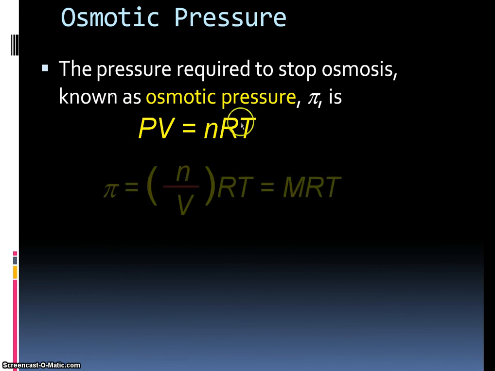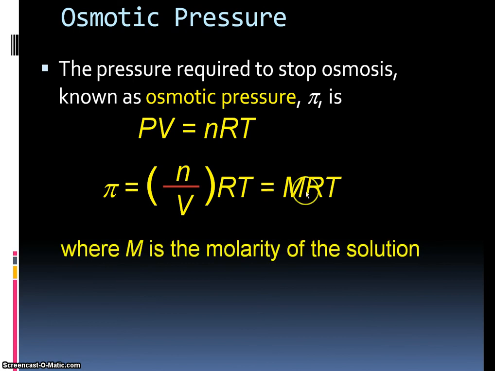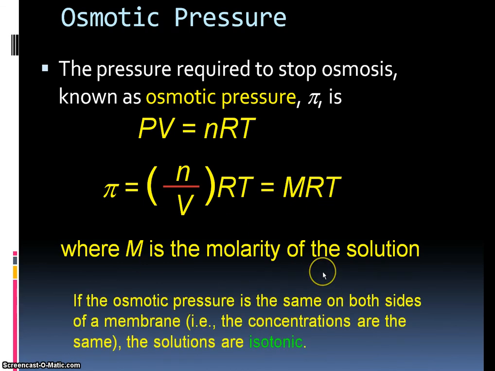We use the PV equals nRT. We rearrange it so n divided by V, which is molarity, is put into the equation. And it's actually a capital pi, not the small letter pi, is equal to MRT, where M is molarity. And that is osmotic pressure. If the concentrations are the same, they're known as isotonic.